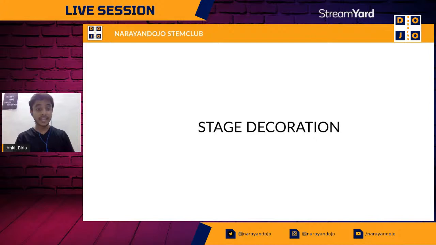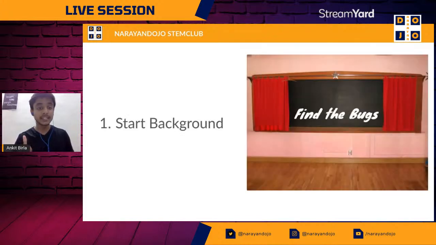So like earlier, first of all we will decorate the stage and then we will write the code for performing some action. For decorating the stage, we will add the background or the backdrop on the stage and add the sprite. And in Scratch, a sprite is just like the character or the object for which we have to write the program, nothing else. So first of all, we are going to add the start background with the name of find the bugs.